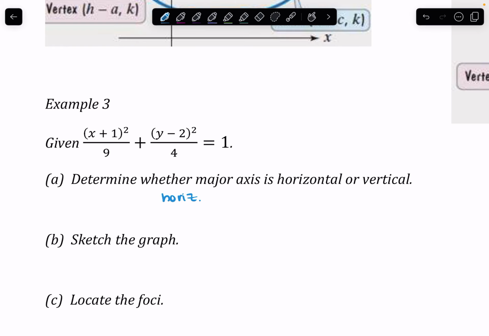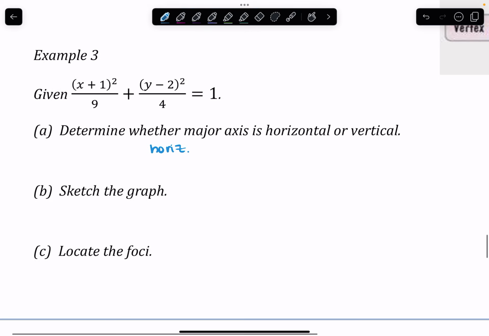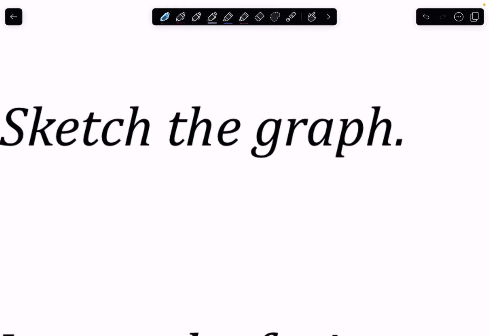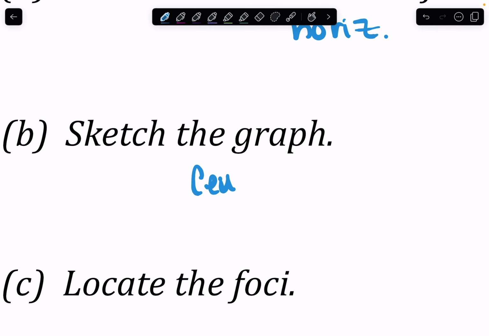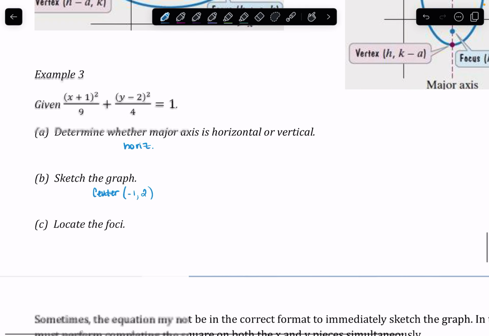All right, sketch the graph. So to sketch the graph, a little more work here. We need to locate our center first. Our center is going to be, we go left 1 because it uses a plus sign, and then we go up 2. So our center is the point (negative 1, 2). All right, sometimes it's easier to go ahead and start your graph.